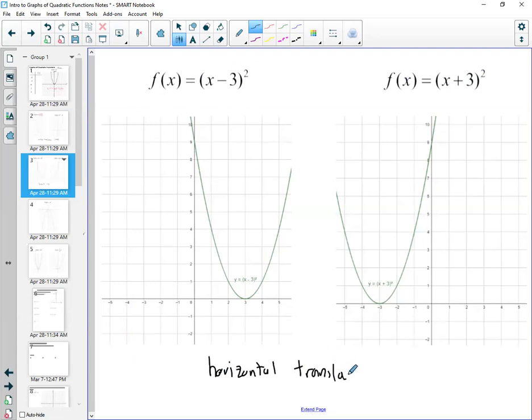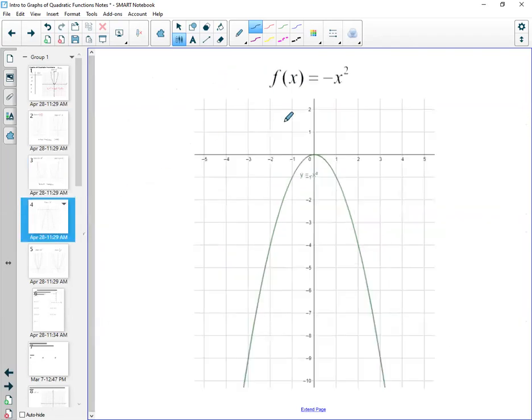It's left and right, and you can see that putting a minus a number inside with the x moves it to the right, adding a number inside to the x moves it to the left. Because it used to be at 0, 0, and now it's at 3, 0. Horizontal translations: minus on the inside or plus on the inside.